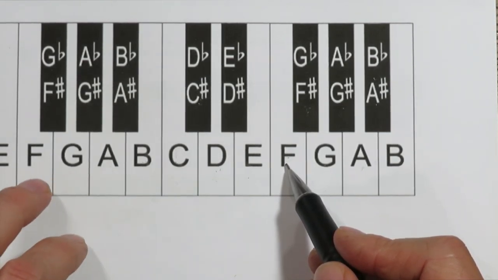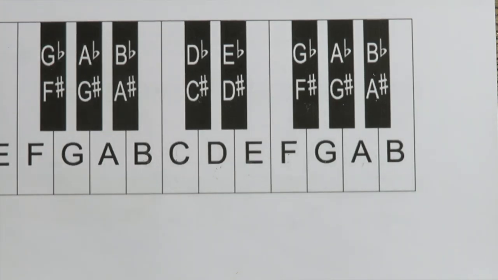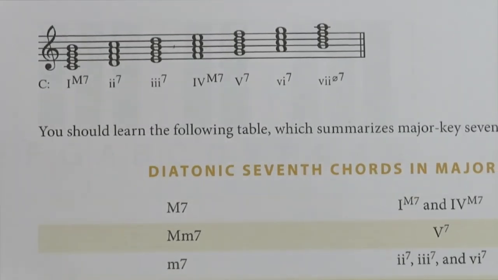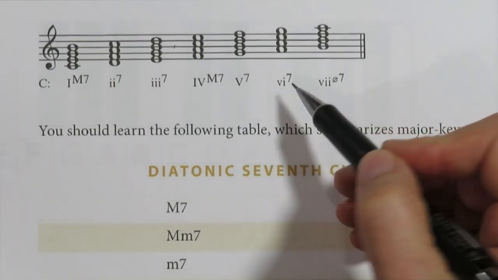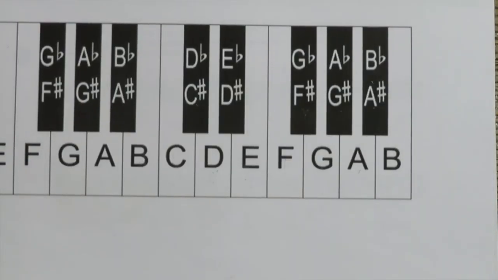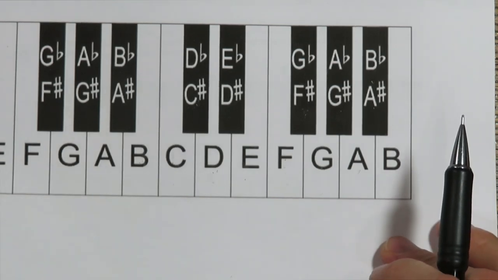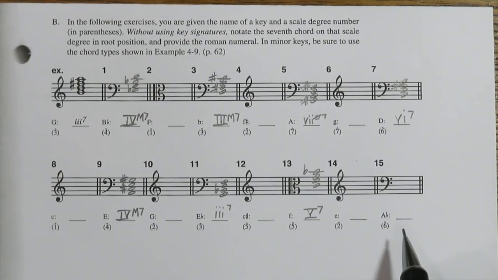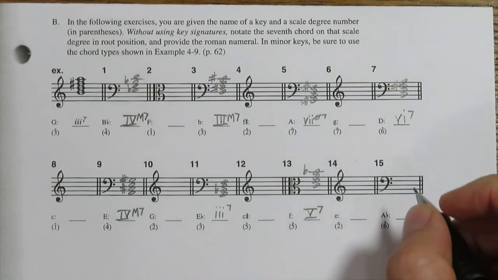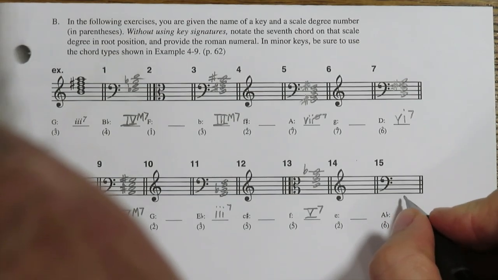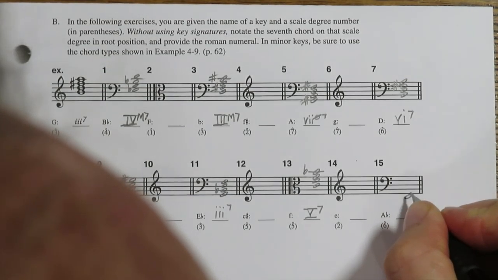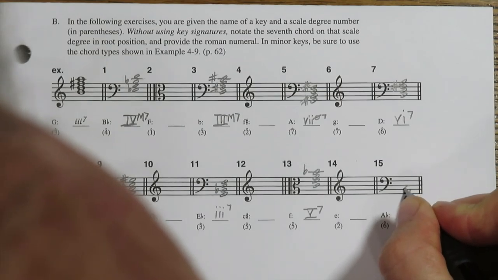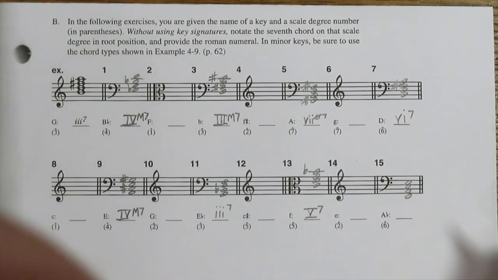Okay. So the 6 chord in the major key is minor in quality, right? Okay. So we're going to build an F minor seventh chord. So F, A, C, E, right?